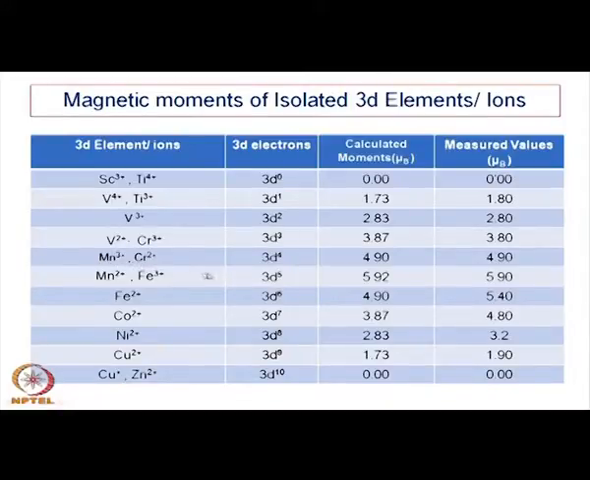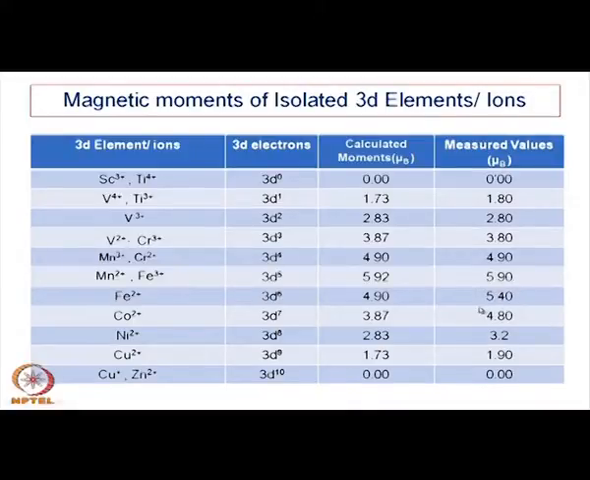Manganese 3+ and chromium 2+ have a d4 configuration and 4.90 Bohr magnetons. Remember, the actual value will be multiplied by the value of mu B, so 4.9 multiplied by mu B. Mn2+ and Fe3+ are 3d5 configuration, this is 5.92 and 5.9. Iron 2+ is 3d6, 4.9. Now, 4.9 and 5.0, there is a slight difference here. It is not exactly the same.